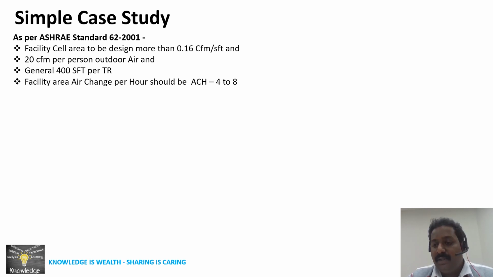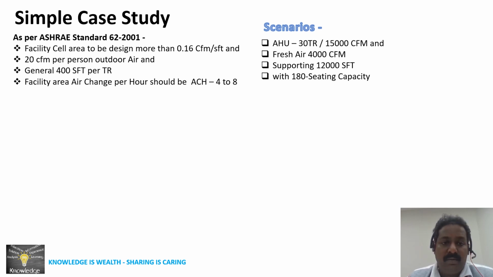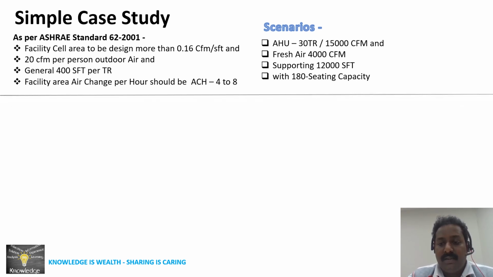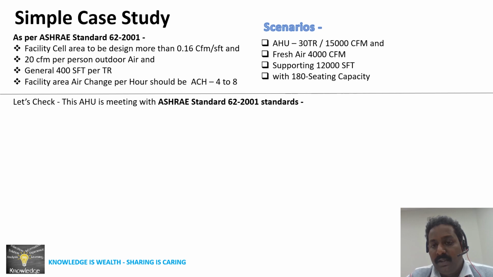Let's take one scenario and check whether the AHU can meet these ASHRAE standards or not. The AHU capacity is 30 TR, 15,000 CFM, and the fresh air capacity is 4,000 CFM, supporting 12,000 square feet of area, and the workstation seating capacity is 180. Excluding meeting rooms and conference rooms, the seating capacity is 180 seats. So let's check whether this design meets the ASHRAE standards or not.